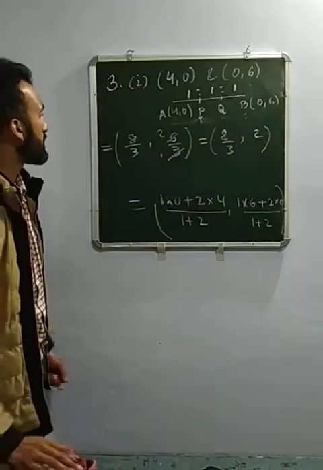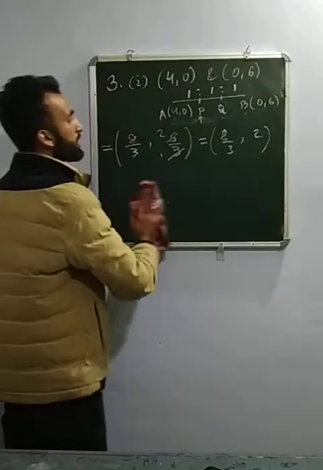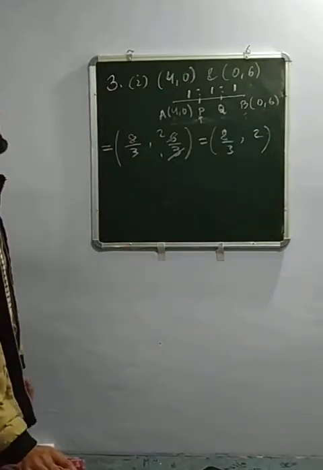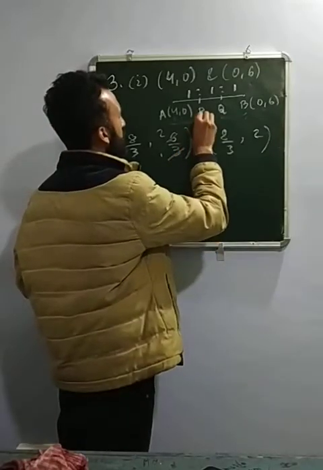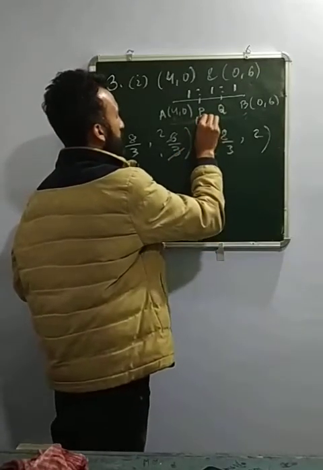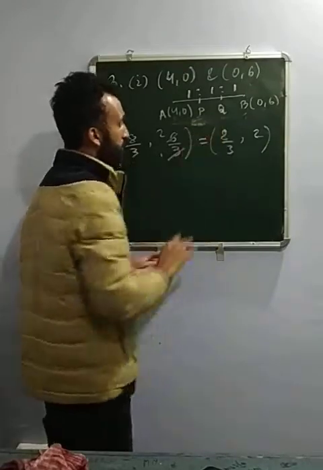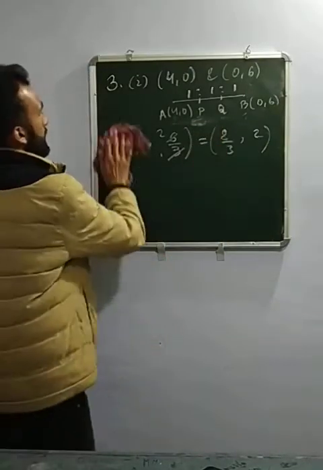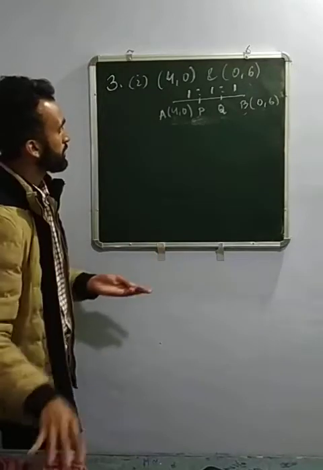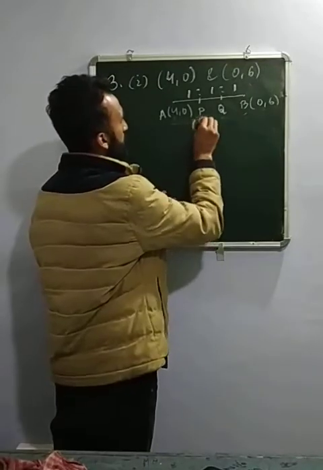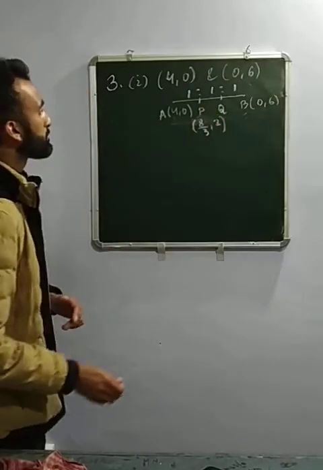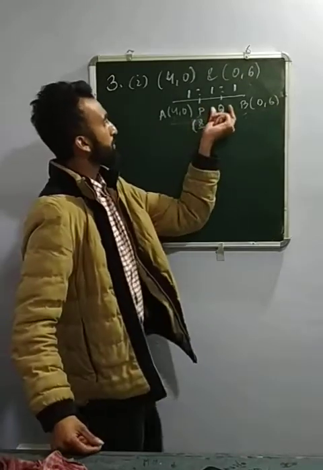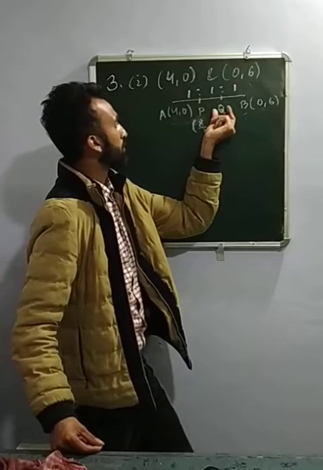Remember, I got the coordinates of what? Of P. So, I'll just update here, coordinates of P. I will just write here 8 by 3 comma 2. So I'm just writing here 8 by 3 comma 2. That is the coordinates of P. Now I have to find out coordinates of Q.